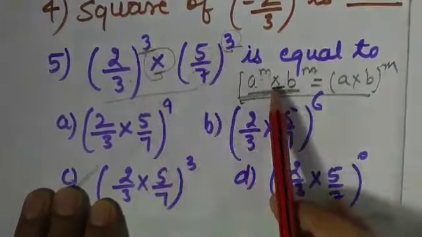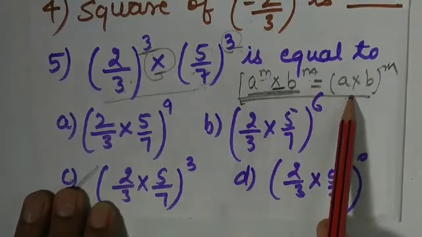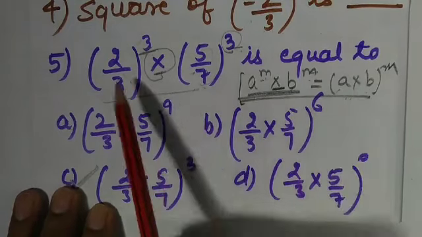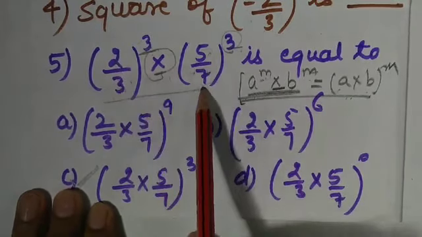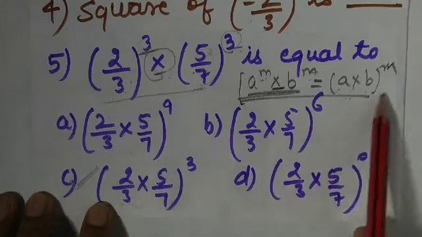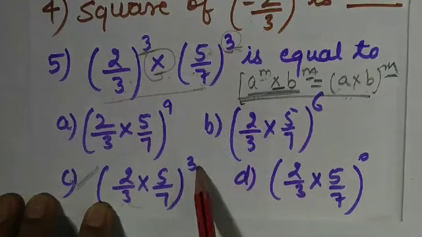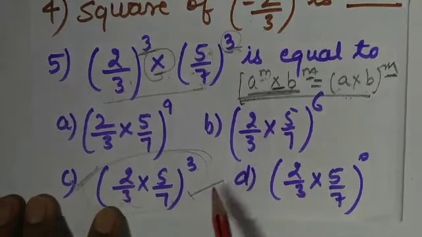Because the powers are same, here also the powers are same. Now this is equal to this. So same here, a into b. A into b means 2 by 3 into 5 by 7. So here it is present 2 by 3 into 5 by 7, and m means this power, and we have 3. So this is our right option.